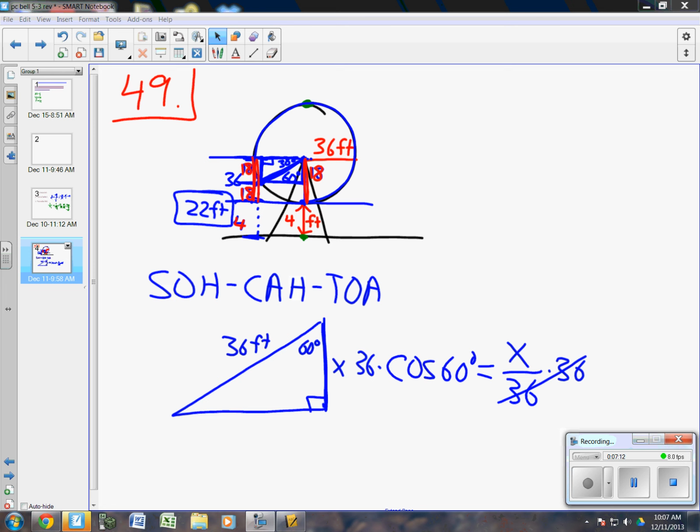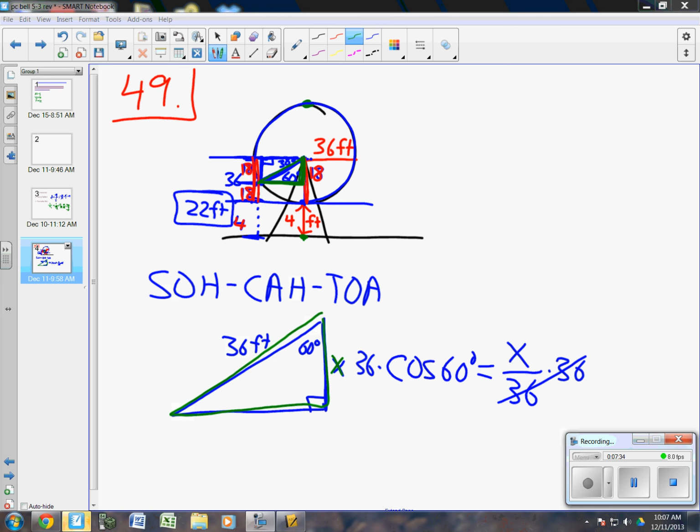Okay. Well, when we got this, see this triangle right here? We just figured out x. We got 18. Do you understand how we got that? Well, that's this same triangle right here. See that? And this distance right here is the 18.